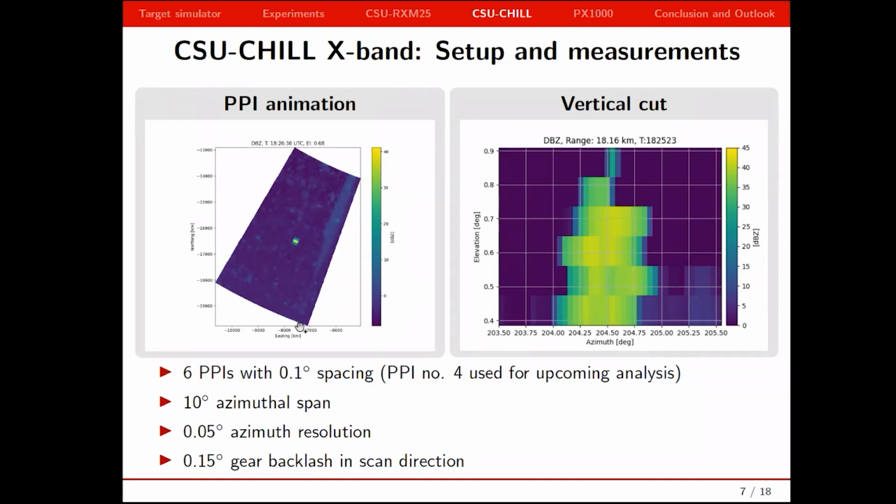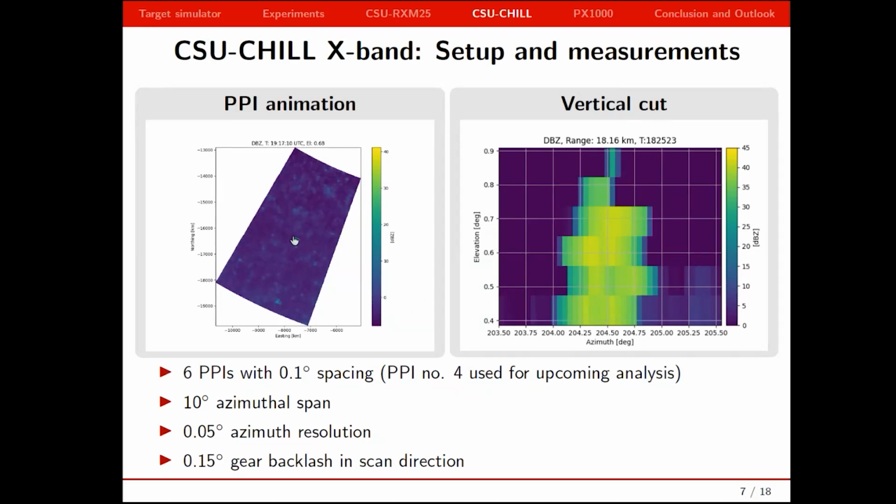This is a PPI animation of the first elevation, at 0.7 degrees. The target was generated at 18 kilometers. What you can already see here in this PPI animation is that it's quite stable. So it really remains very choppy.